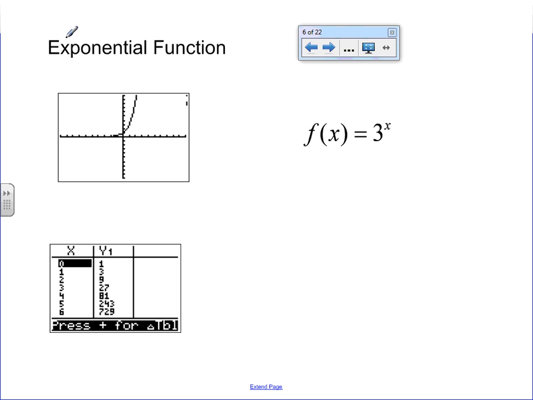On to an exponential function. Okay, the easiest way to tell an exponential function is to start with the equation. Okay, see where my variable is? My variable is right there in the exponent. So my variable in an exponential equation is an exponent.